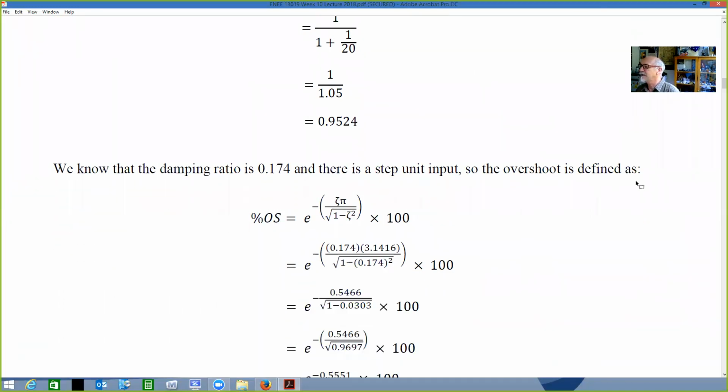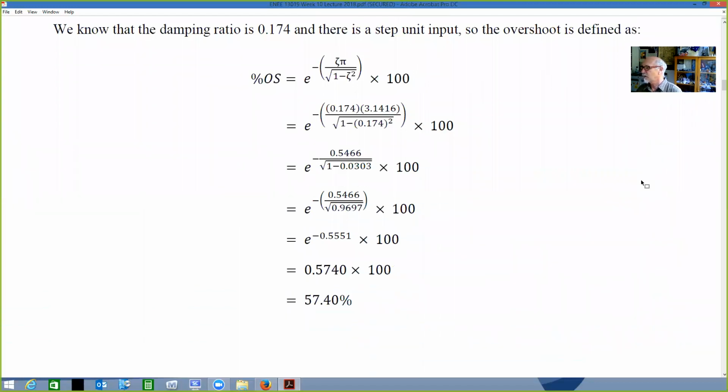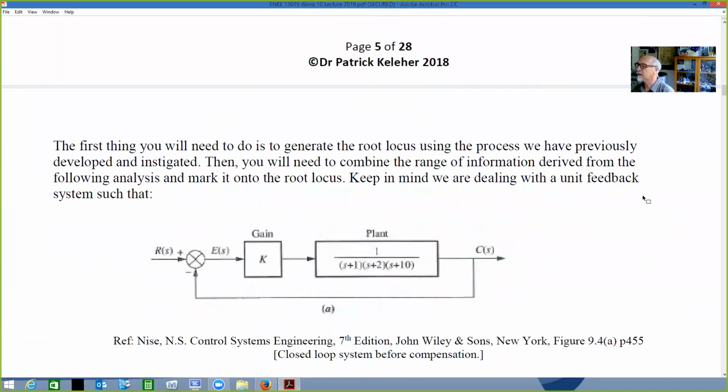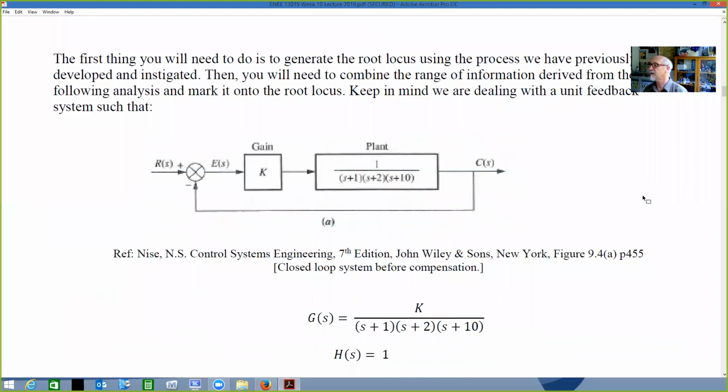Now, we were told that the damping ratio is going to be 0.174. We know that there's a unit step input, so we can calculate the overshoot. Plug it into the normal formula, simplify it, and we find that the overshoot for that particular damping ratio and unit step input is 57.40%. Okay. So the first thing we need to do is to generate the root locus using the process that we've done previously. Then we'll need to combine the range of information derived from the following analysis and mark it on the root locus, keeping in mind we're dealing with a unit feedback system.